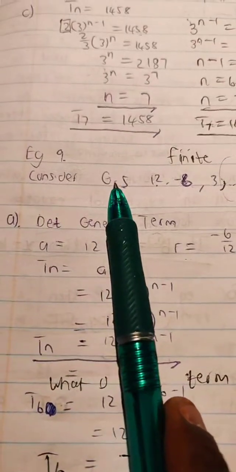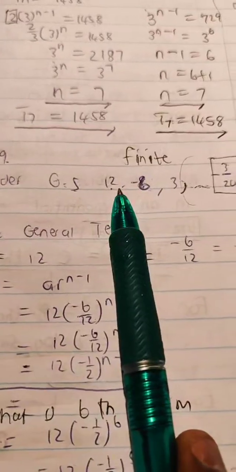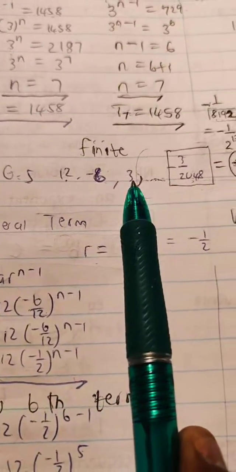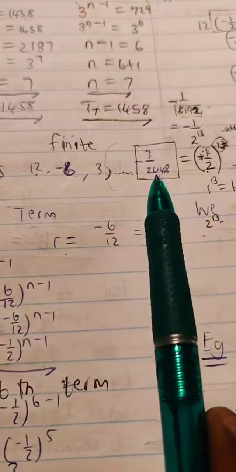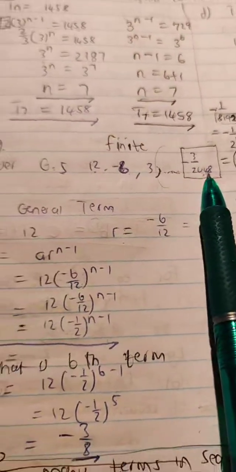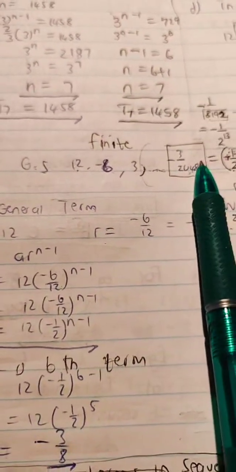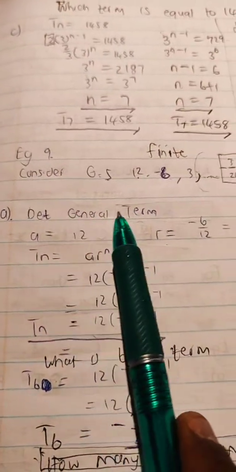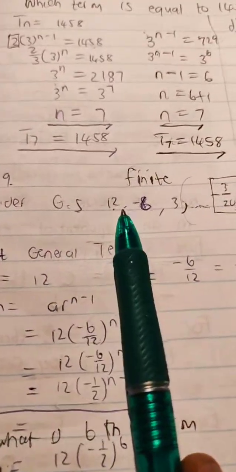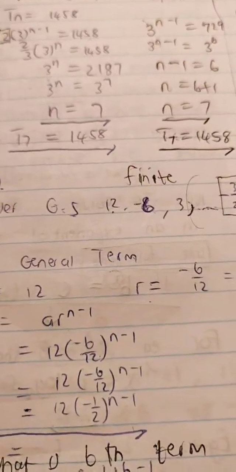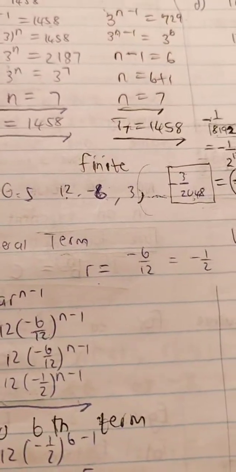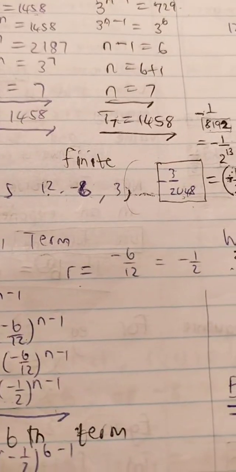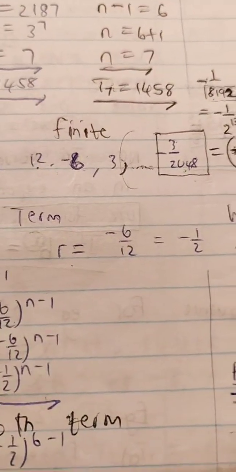Consider the general sequence: 12, minus 6, 3, and then negative 3 over 2048, which is the last term in the sequence. Determine the general term. So how do we determine the general term? We've got 12, minus 6, 3, and the sequence goes on to the very last term, which is negative 3 over 2048. The first question is to determine the general term.